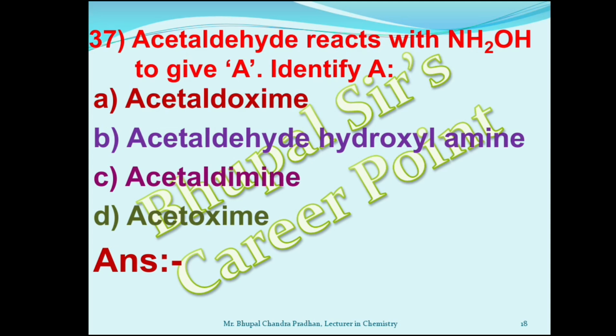We know that whenever aldehyde and ketone react with hydroxylamine, then the corresponding oxime is formed. Aldehyde gives aldoxime, ketone gives ketoxime. So acetaldehyde gives acetaldoxime, that is option A is the correct answer. Acetaldehyde reacts with hydroxylamine to give acetaldoxime. Thanks for the students who have given option A as their correct answer in the live chat.